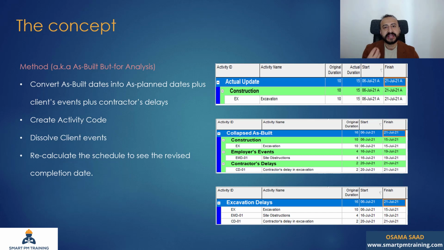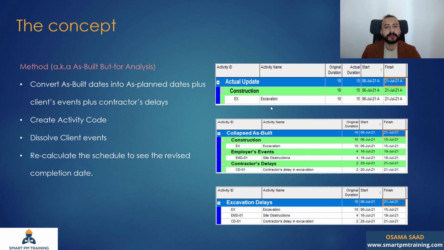Basically, I want to create a new schedule from scratch. I will run the schedule at the contract start, but I'm going to create a new schedule that will present the delays and also match the as-built. So that's only one demo, one example, for excavation.